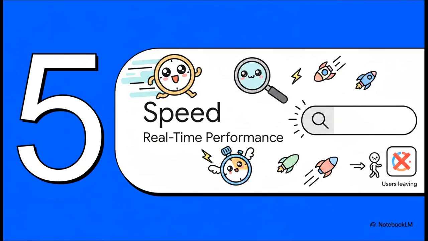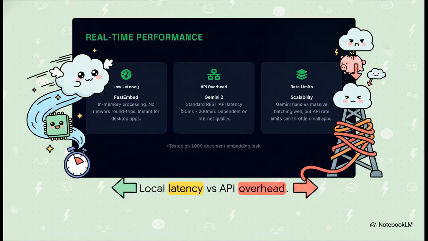Let's look at Part 5, Speed. When we break down speed, FastEmbed has a massive local advantage. Since it processes entirely in memory, it can complete requests in literal milliseconds. You're completely avoiding those network round trips. Gemini 2, because it's a cloud API, comes with your standard REST latency. Every single request is going to take typically 50 to 200 milliseconds, just depending on your internet connection. Plus, you've always got to keep an eye on potential API rate limit throttling if your app tries to send way too many requests at once.